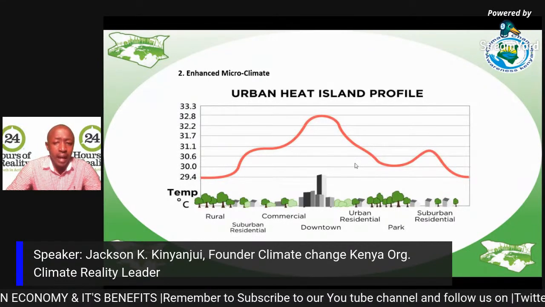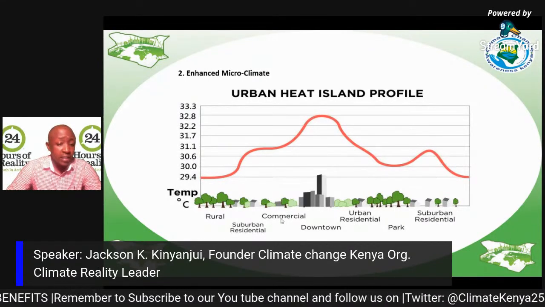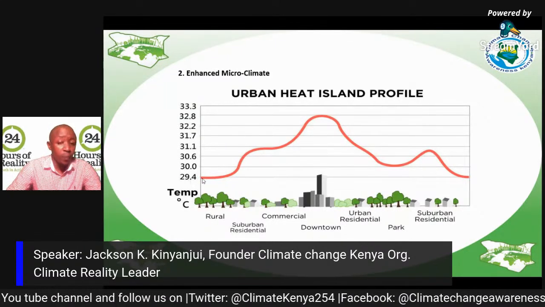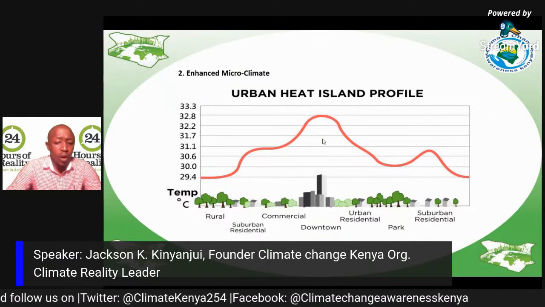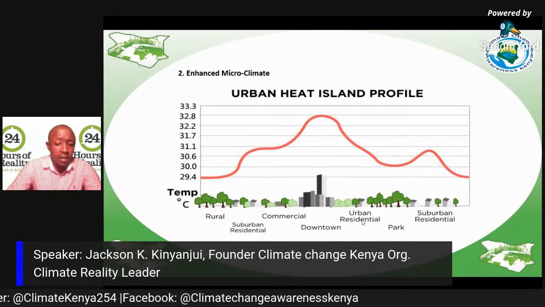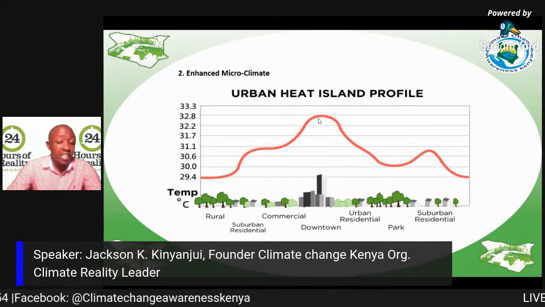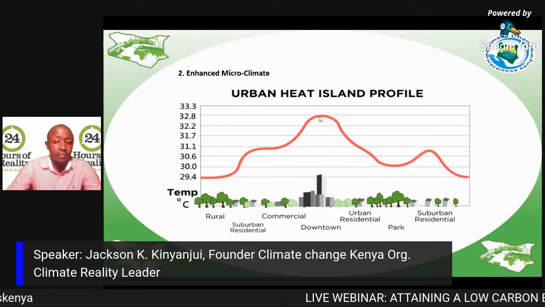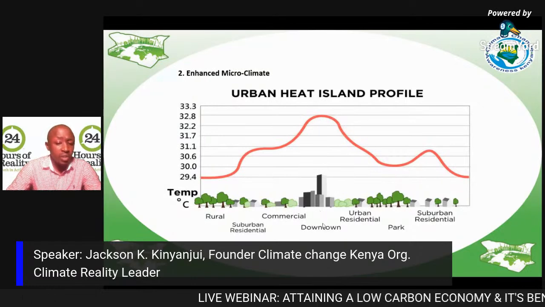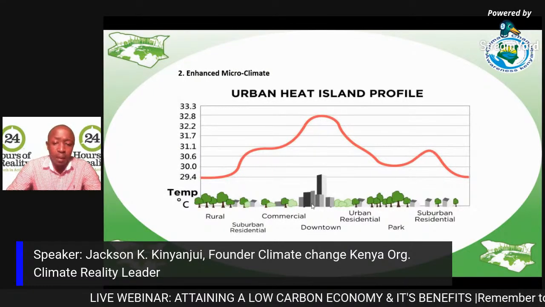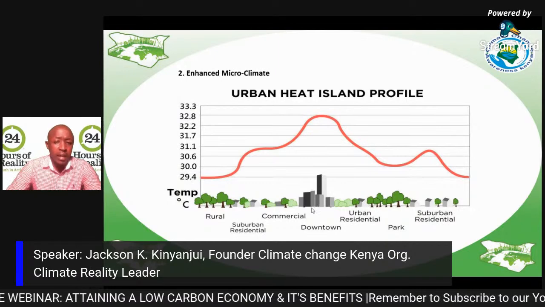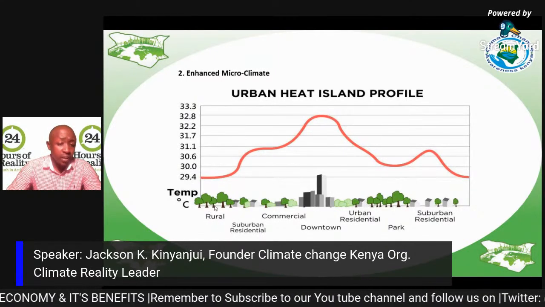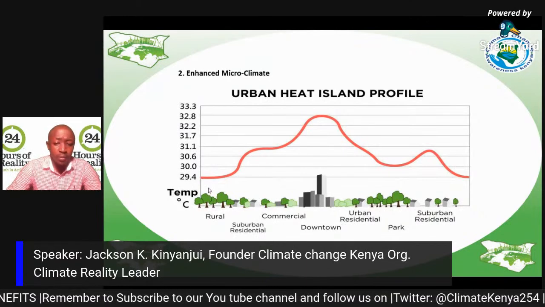The urban heat island profile: you can see that in the rural areas, the temperatures are 29.4. But once you start to move towards the downtown and urban residential area, the temperatures increase up to 32.8 degrees centigrade. The reason being that in downtown areas, deforestation has happened so that high-rise buildings can come up. But in the rural areas where the tree cover is high, the temperatures are low.